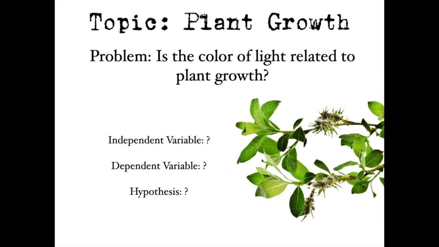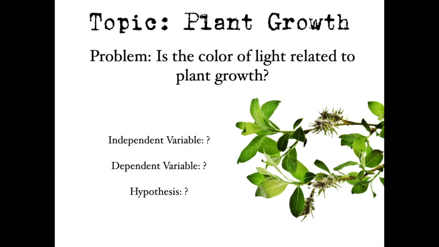Okay, here's another one. Plant growth. The problem is: is the color of light related to plant growth? So what's the independent variable? If I do an experiment, what are the different changes? What do you think? Yeah, the color of light. So I'm going to have different colors of light on different plants, and I'm going to see which color. I might have blue light, orange light, yellow light, red light, green light.